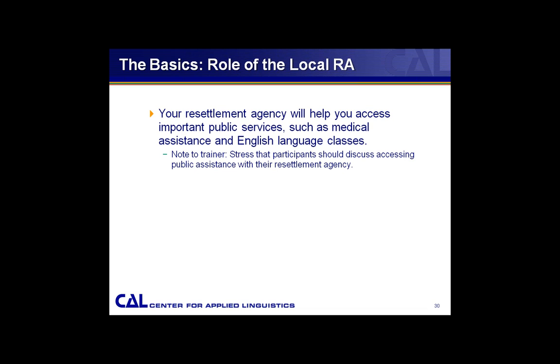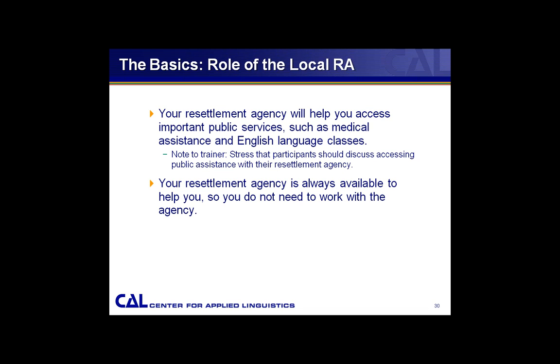And then we include a note for the trainer. During the debrief of this, stress that participants should discuss accessing public assistance with their resettlement agency. So everyone, please remove your raised hands. The second statement is: your resettlement agency is always available to help you, so you do not need to work with the agency. You can go ahead and raise your hand if you agree with that statement, and do not raise your hand if you disagree.